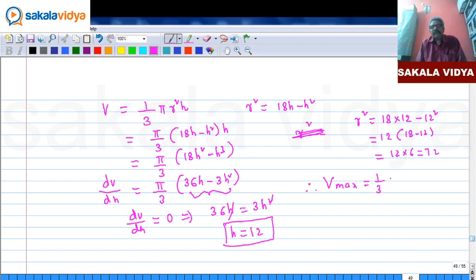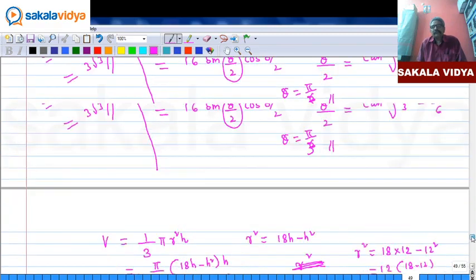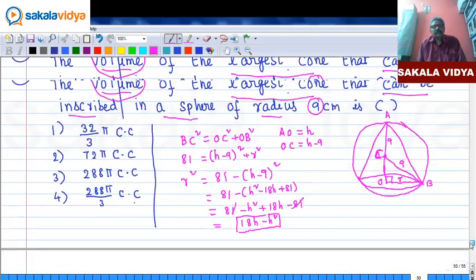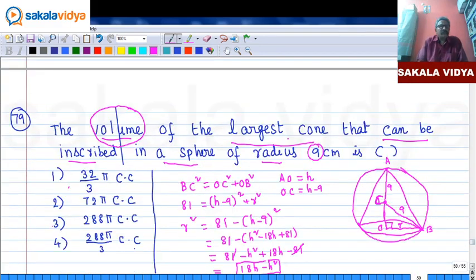Now V maximum is equal to 1 by 3 pi R square H. So that means 1 by 3 pi into 72 into 12. Now 3 4s are 12, 4 into 72: 4 2s are 8, 4 7s are 28, so 288. 288 pi is the answer. So the third option is the right option, not the fourth option.